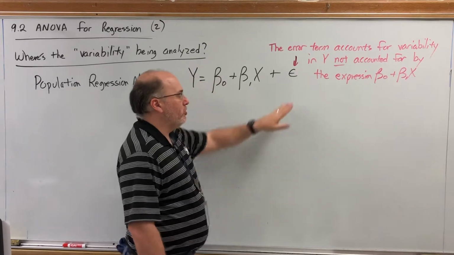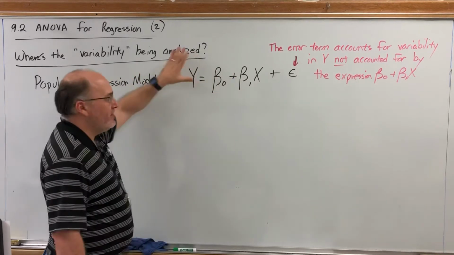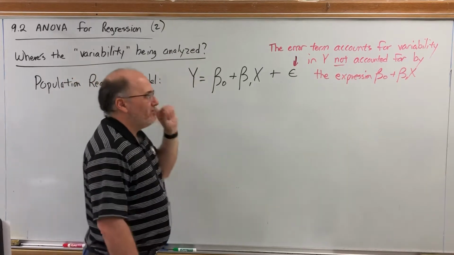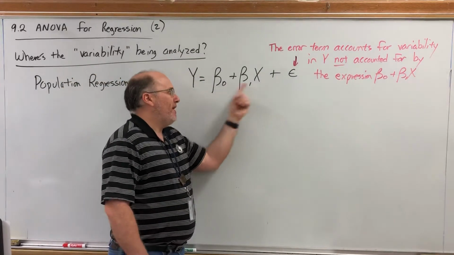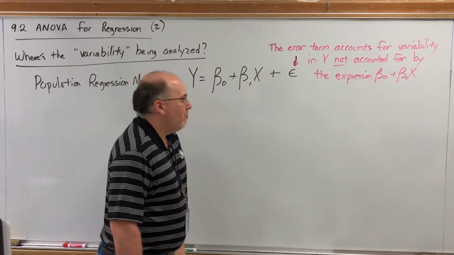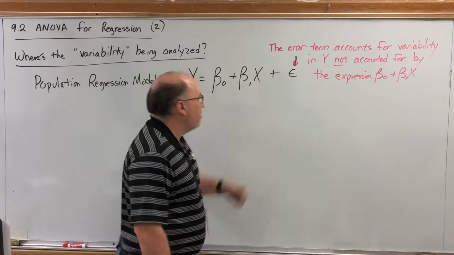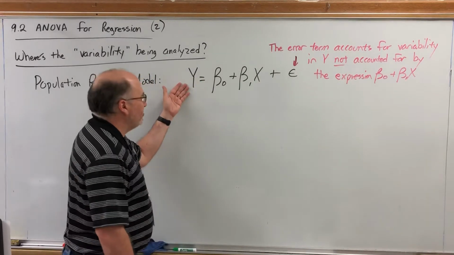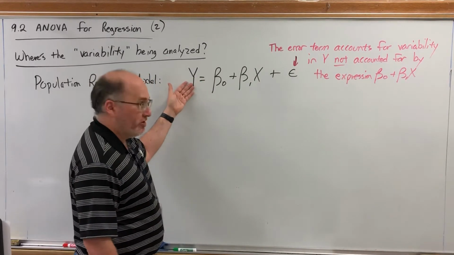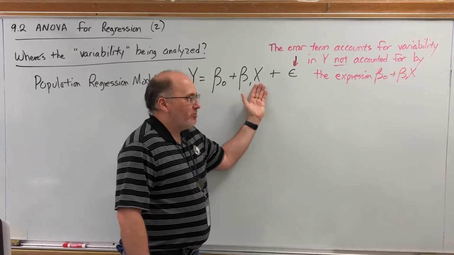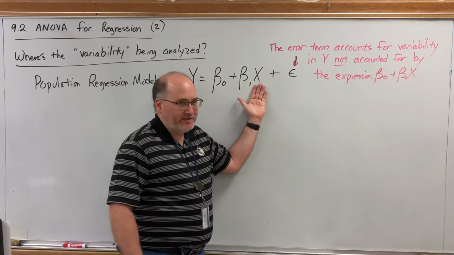The error term accounts for the variability in y, the variability in your response variable, that is not accounted for by the equation itself. Maybe there are other factors in play that this equation doesn't represent. For example, if this represents a tip amount that we're predicting based on the bill at a restaurant, what else could affect the tip amount besides the bill?